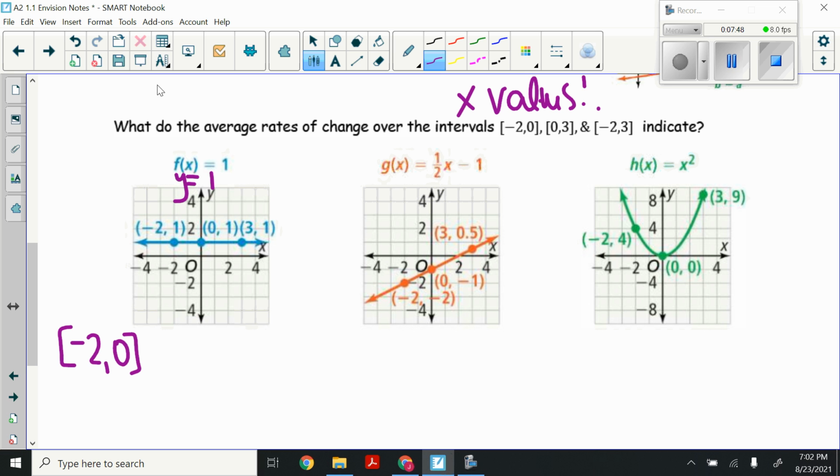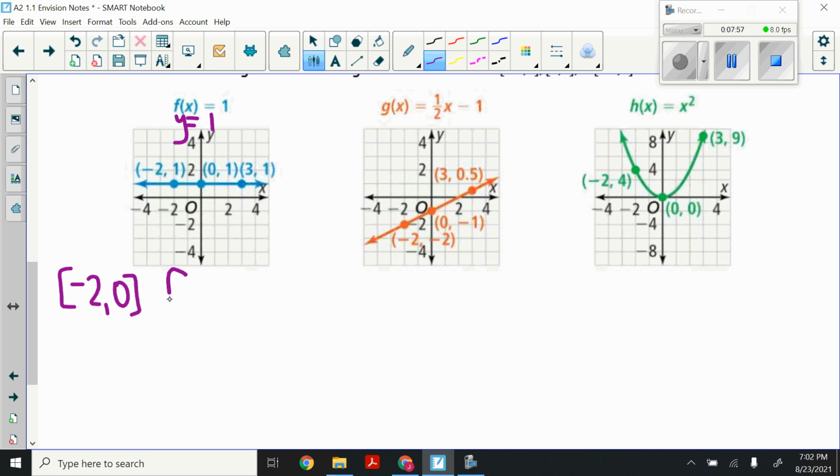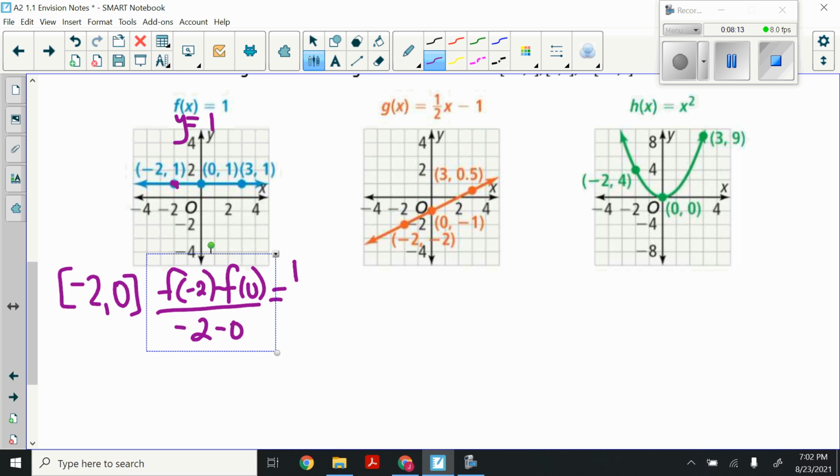So if I want f of x, and again, it doesn't matter which one I start out with. If I'm looking at f of -2 minus f of 0 over -2 minus 0, that's what I'm looking at. So f of -2, that means I go to my graph. When x is -2, what is my y value? My y value is 1. So this equals 1 minus f of 0. This means when x is 0, what's my y value? X is 0, y is 1. So 1 minus 1 over -2 minus 0. On top, 1 minus 1 is 0. On the bottom, -2 minus 0 is -2. So 0 divided by anything is 0.